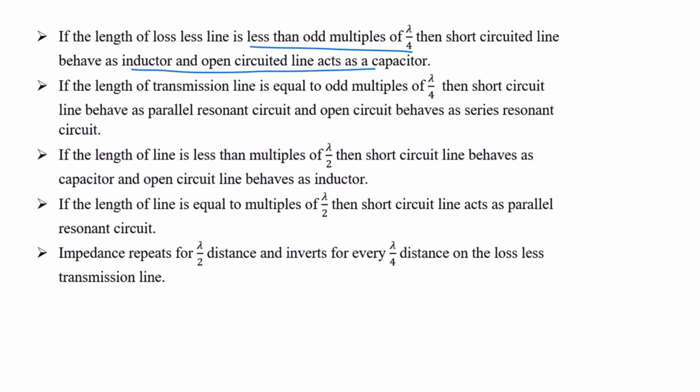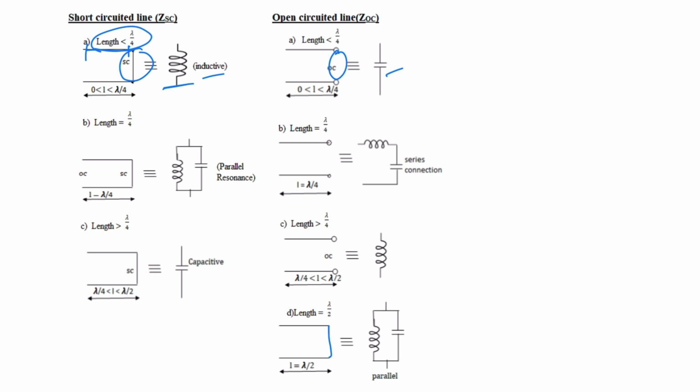Similarly, if the length of the transmission line is equal to odd multiples of lambda by 4, then a short circuit line behaves like a parallel resonant circuit and an open circuit line behaves like a series resonant circuit. If the length is lambda by 4, the short circuit line behaves like a parallel resonant circuit, and the open circuit line behaves like a series resonant circuit.